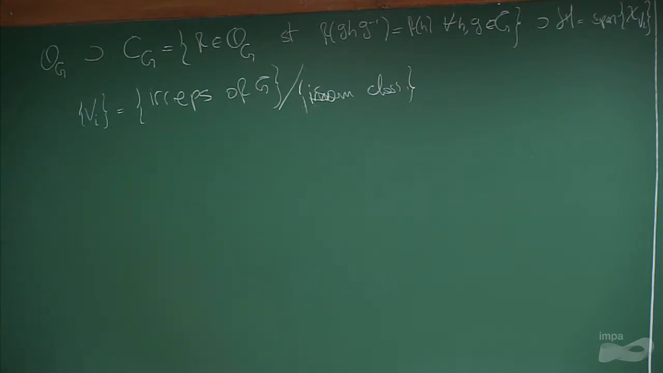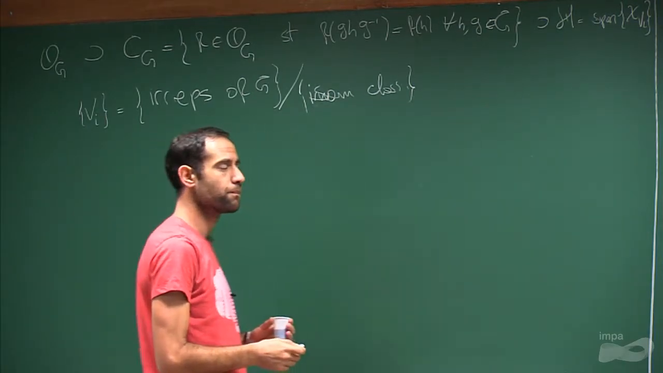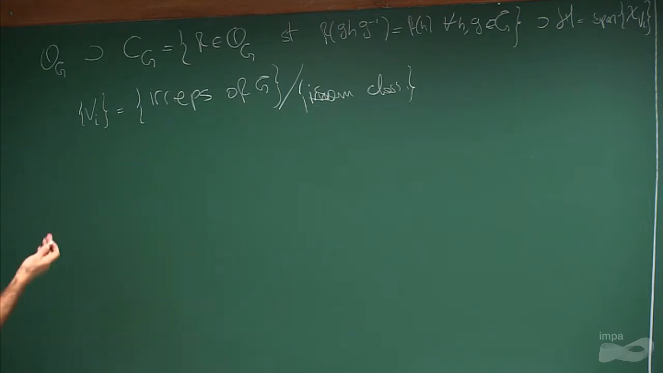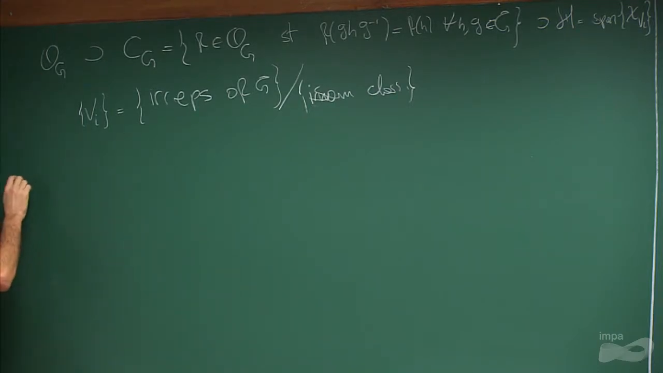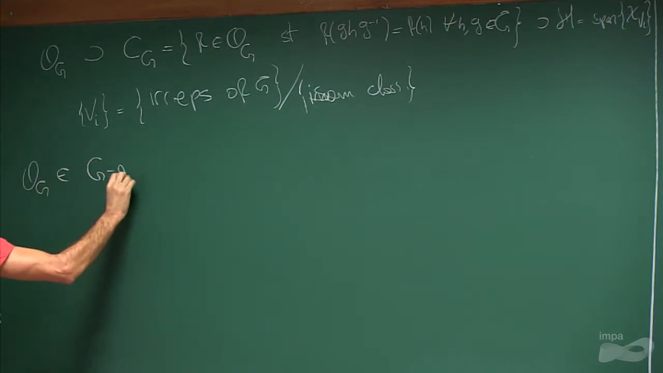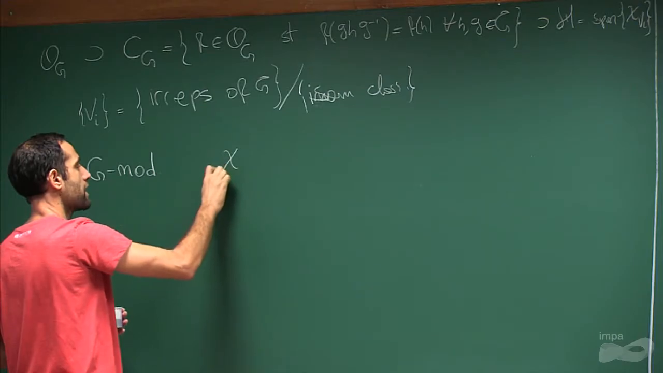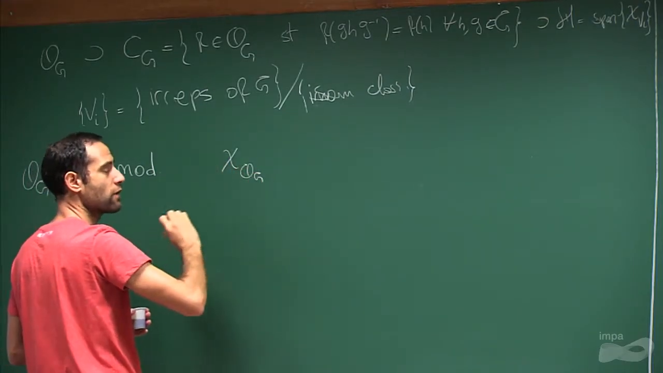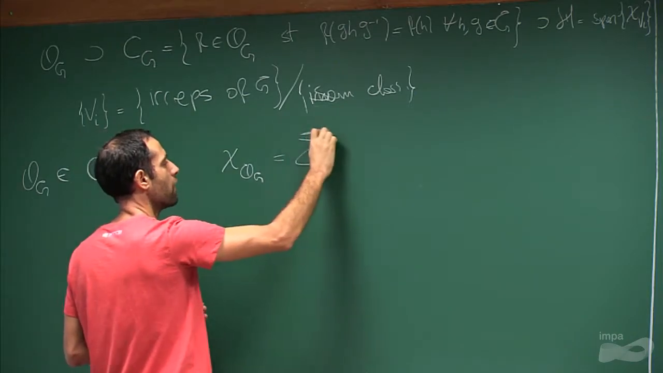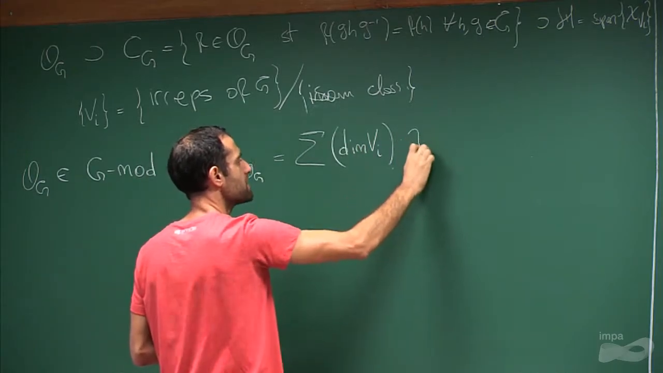And today what I want to prove is that these two spaces are equal. But before doing so, let me just recall some corollaries of the things that we talked about last time. In the first case, O sub G is itself a representation of G. And what we proved by looking at the character is that the character of O sub G, the regular representation, is equal to the sum of the dimension of Vi times the character of Vi.